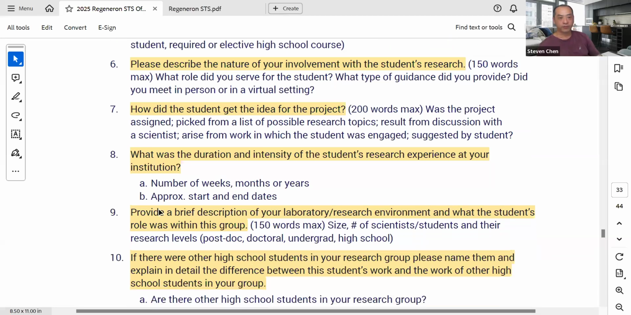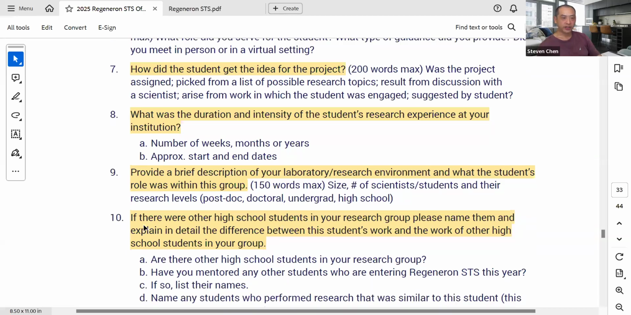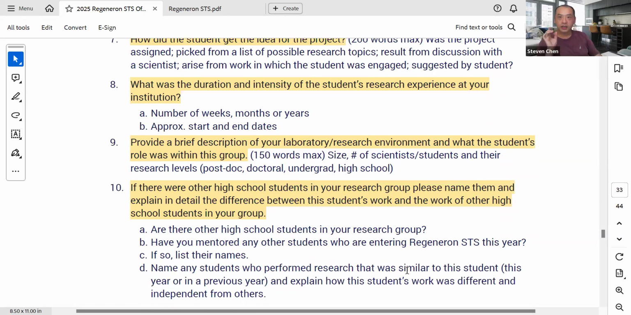Okay. Question 9, provide a brief description of your lab environment, and the student's role with the group. Question 10, if there were other high school students in your research group, name them. Explain in detail the difference between the student's work and the work of other high school students in your group. So this is something you need to be very careful about. Your mentor will be explicitly asked to compare you against other peer high school students.